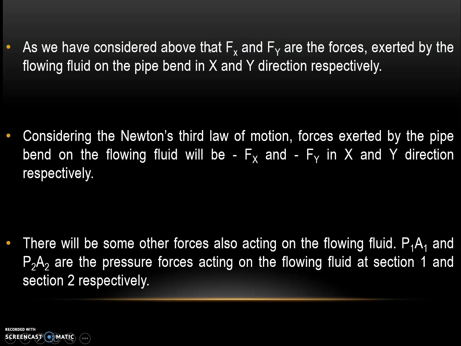So, Fx and Fy are the forces exerted by the flowing fluid on the pipe bend in the x and y directions, which have to be found out to get the value of F. Considering Newton's third law of motion, the force exerted by the pipe bend on the flowing fluid will be Fx and Fy in the x and y directions. There will be other forces also acting on the flowing fluid, that is P1A1 and P2A2, which are the pressure forces acting on the flowing fluid at sections 1 and 2.